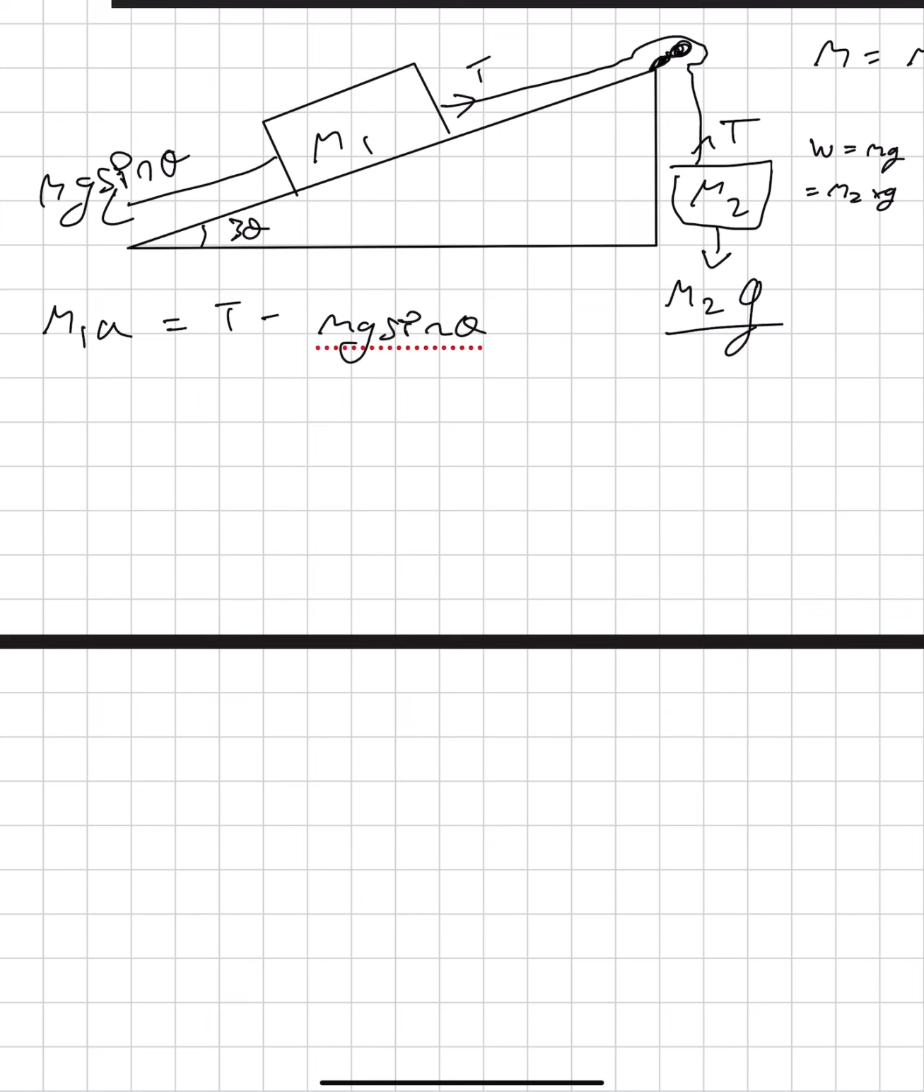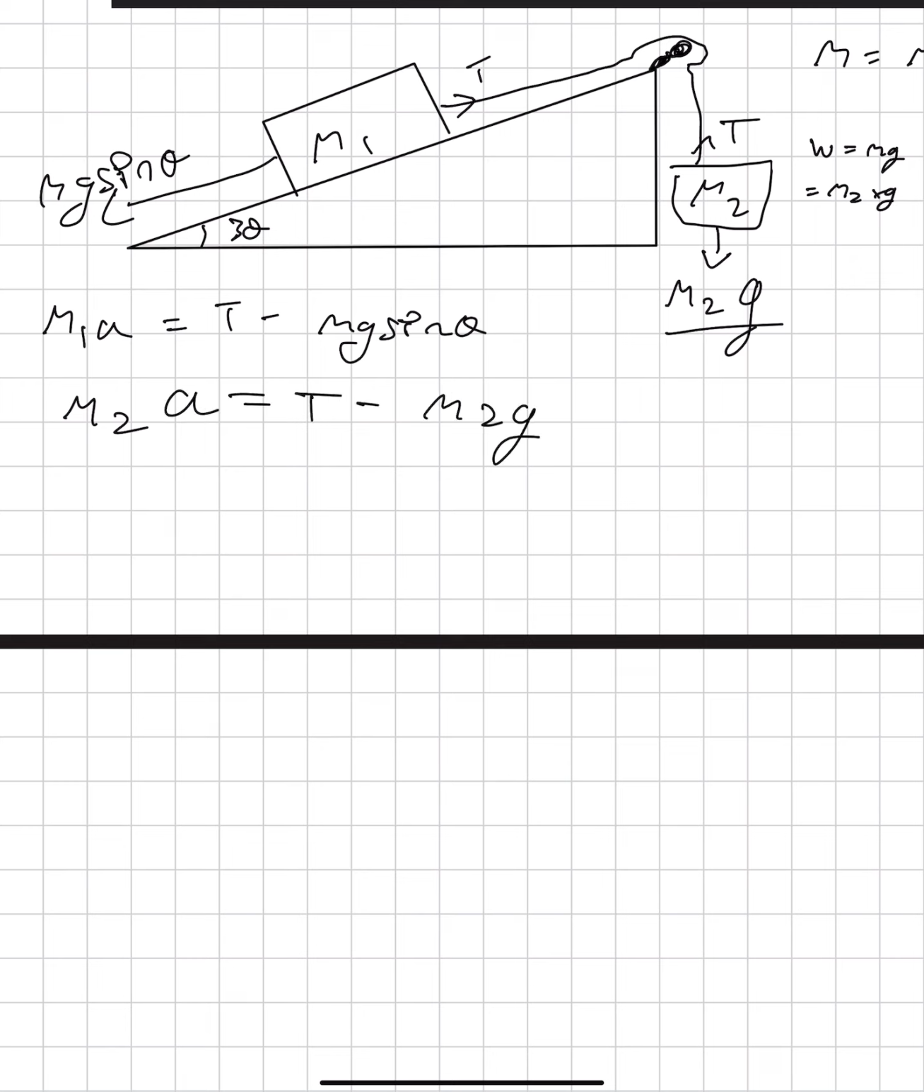Now the reason T is positive and mg sin theta is negative is because both of these are forces. This is a force and this is a force. So because force is a vector quantity, we basically use the rules for vectors, and that states if the vector is in the right direction, it's positive; if it's in the left direction, it's negative; if it's in the top direction, it's positive; and if it's down, it's negative. This gives us our first equation. Similarly, for the second one, we're going to get m2a is equal to T minus m2g.